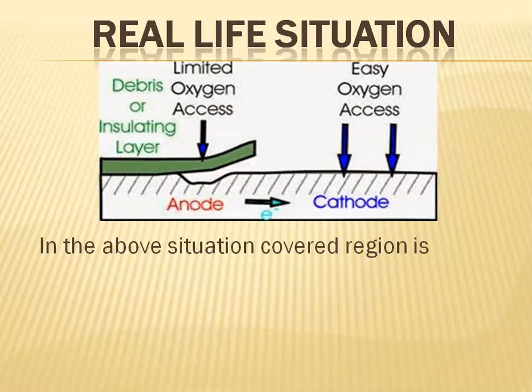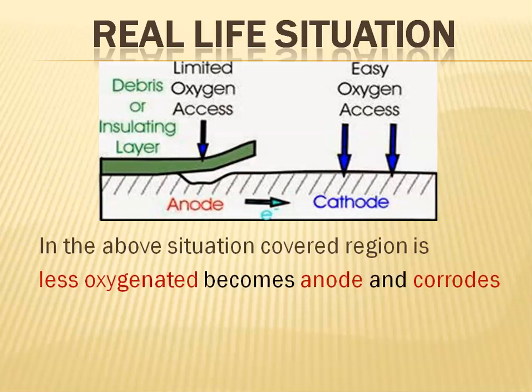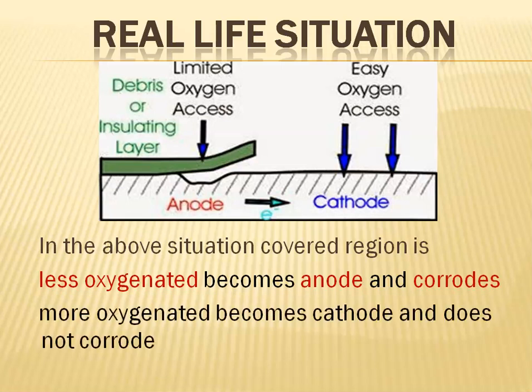In the above situation, the covered region is less oxygenated. It becomes the anode and corrodes, while the more oxygenated region, the uncovered region, becomes the cathode and does not corrode. We will see another example.